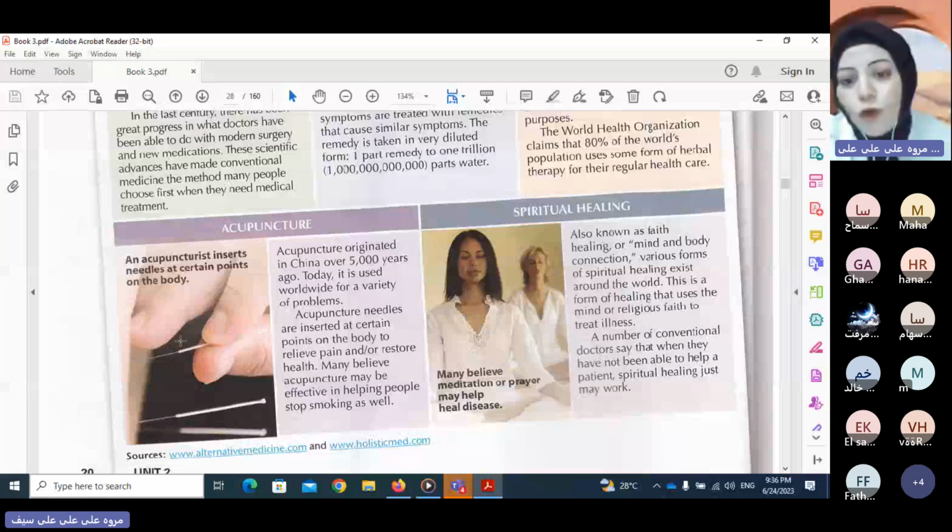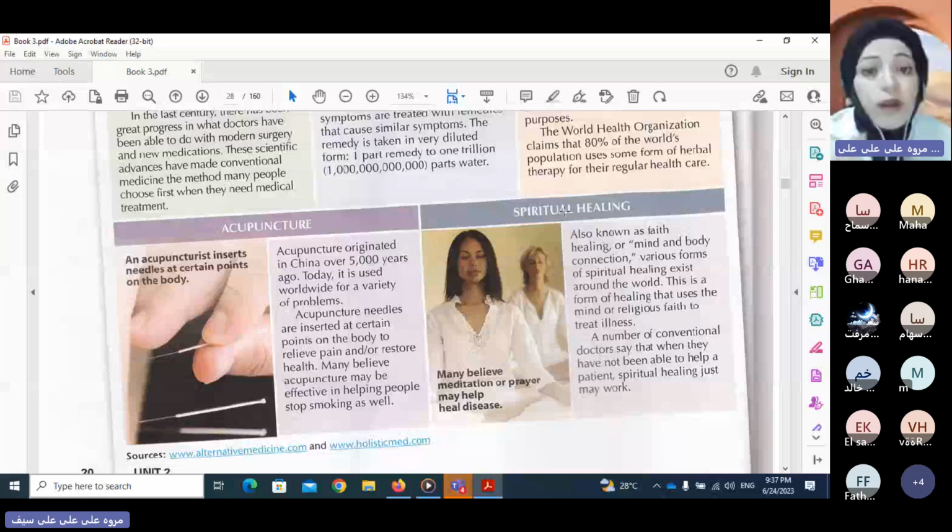Okay, what about the last one? What kind of healing is that? Spiritual healing. Spiritual healing, علاج الروح. Very good. Spiritual healing, with the stress on the first part of the word.